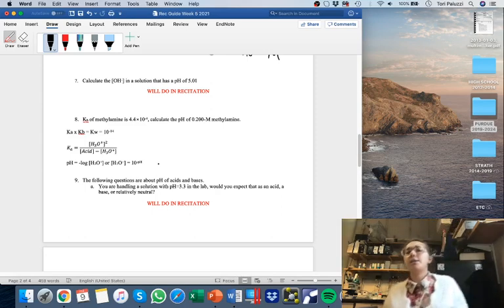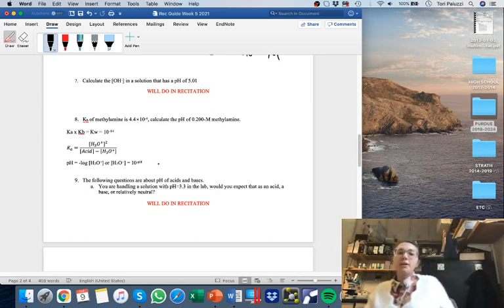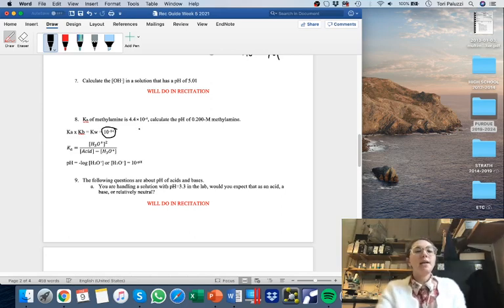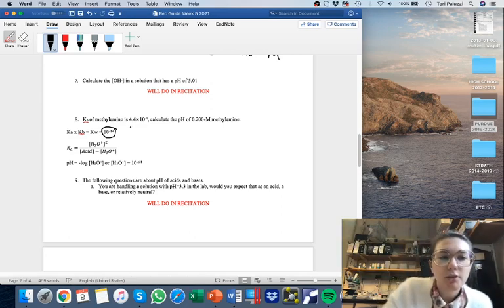This is actually not as tricky as you thought, or maybe we're thinking, and that's because Ka times Kb will equal Kw, which we all know is 10 to the minus 14. And so when I get the Kb value, the first thing I'm going to do is get my Ka value, and Ka is going to equal 10 to the negative 14 divided by our Kb value, which we can see from the equation is 4.4 times 10 to the minus 4.